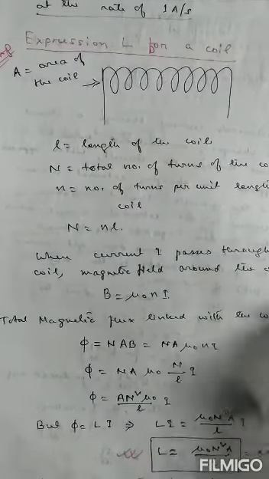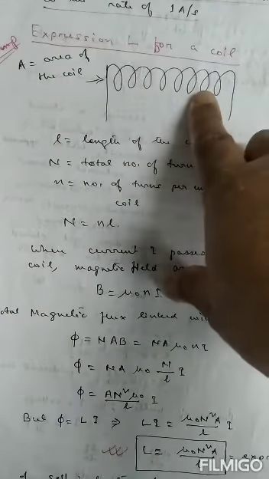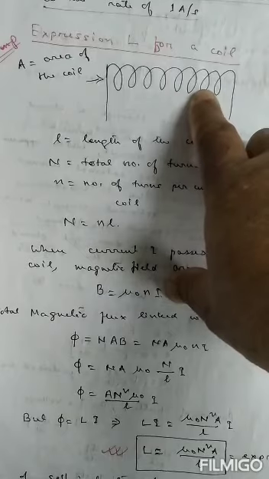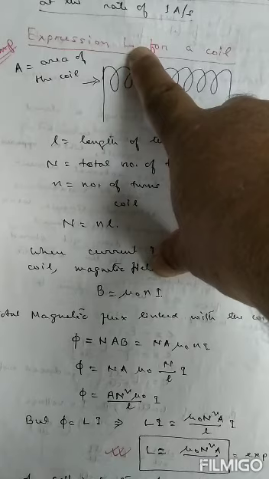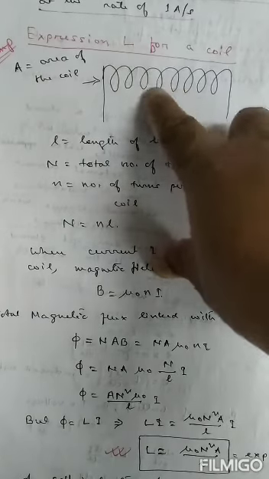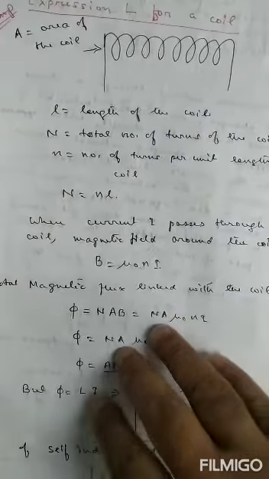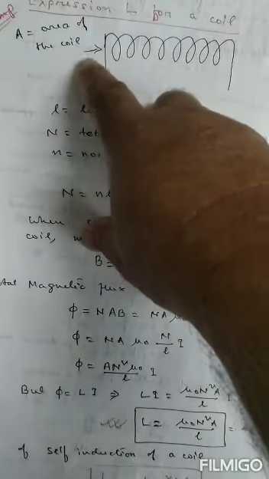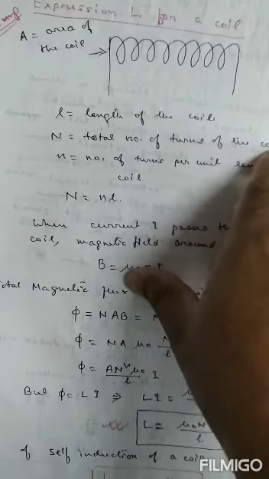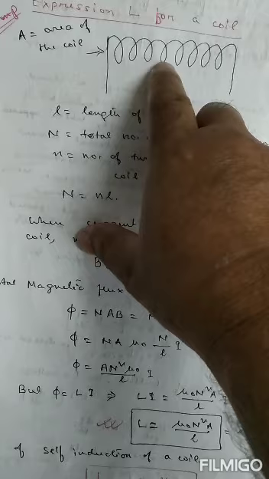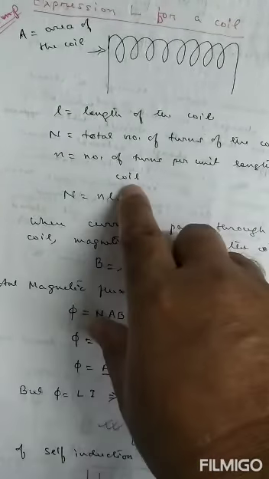We want to find out an expression of coefficient of self-induction for a particular coil. For a coil, what is the value of coefficient of self-induction? Actually, the value of coefficient of self-induction of a coil depends on dimension of the coil. What is the cross-sectional area of the coil? It is capital A. Capital N is the total number of turns of the coil, 1, 2, 3, 4, 5, 6, 7, 8, like this. Small n is number of turns per unit length of the coil.